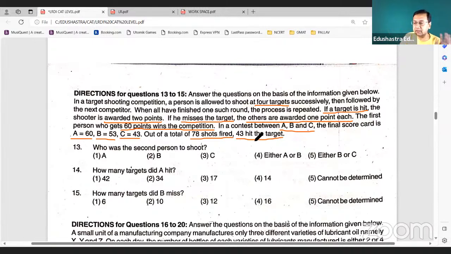Based on this information, I need to take out the answers and solve the questions. Any idea, anything which you can suggest here?